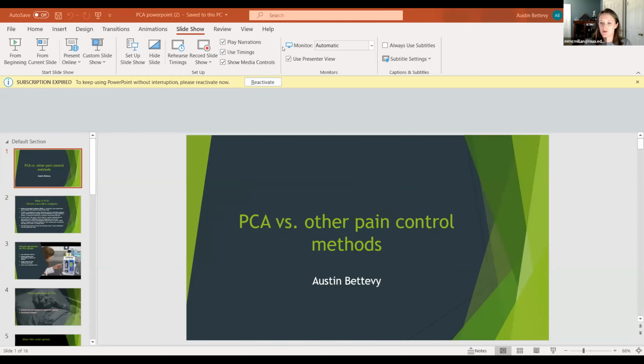All right, our final presenter that we have is Austin Bedevie. Judges, his participant ID number for your form is number 38. And Austin is presenting his work entitled Effectiveness of Patient-Controlled Analgesia versus Other Types of Pain Control.